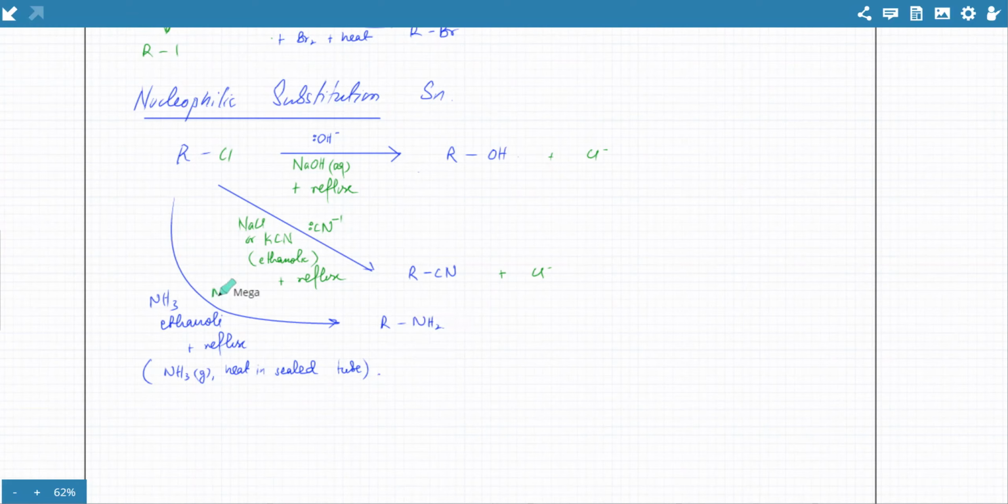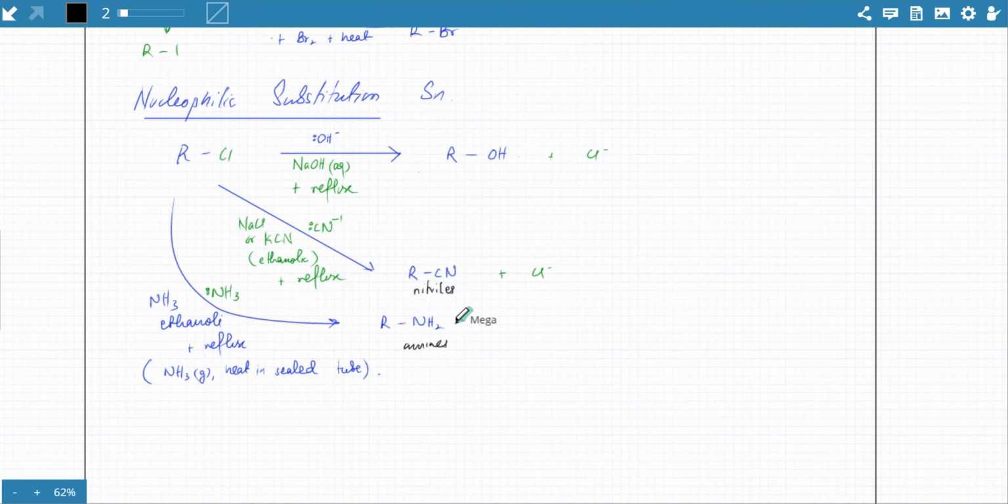So three nucleophilic substitution reactions. First one, OH comes along, substitutes the halogen. Second one, CN minus comes along, substitutes the Cl and forms this one. And the third one is NH3 substitutes and you get NH2. In this case, amines are formed. In this case, nitriles are formed. And in the first case, alcohols are formed.